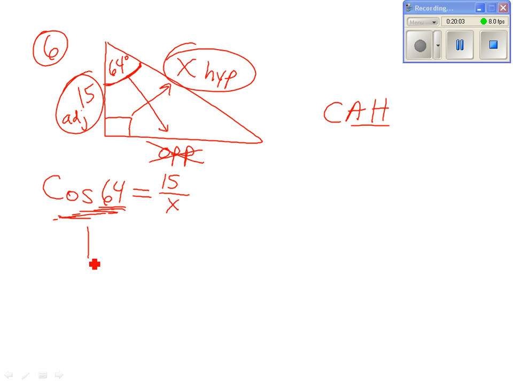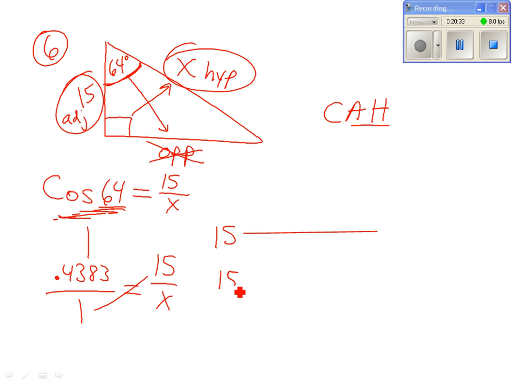Natalie, for your calculator, you have to do it backwards. So you hit 64, then cosine. And it's going to tell you some crazy long decimal. What's it tell us? 0.438. We put a 1 underneath that, 15 over x. Then we cross multiply. I'll do the hard part. 1 times 15 is 15. Going the other way, what's that going to give us when we multiply? 0.4383. Just write that down.